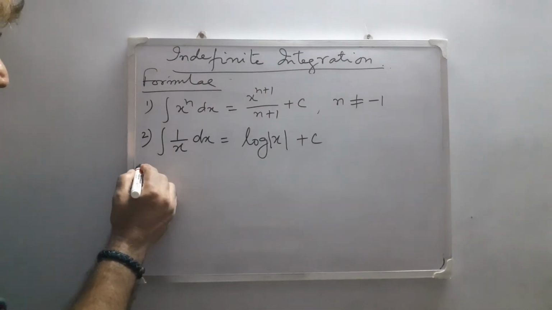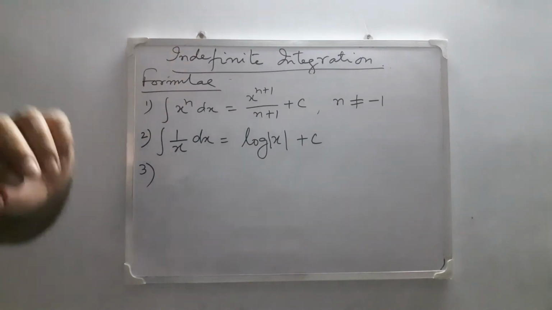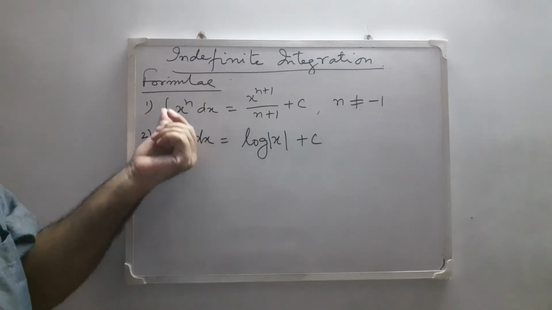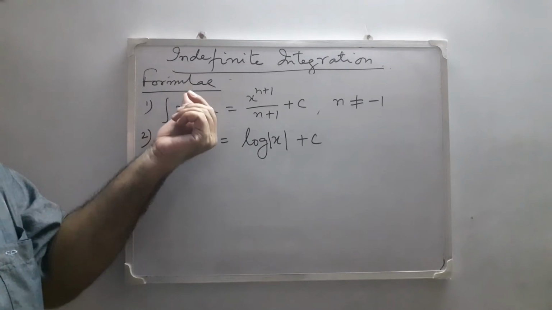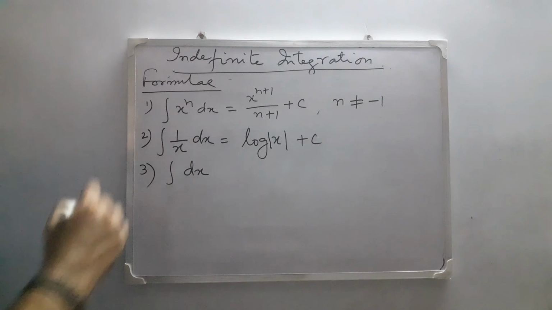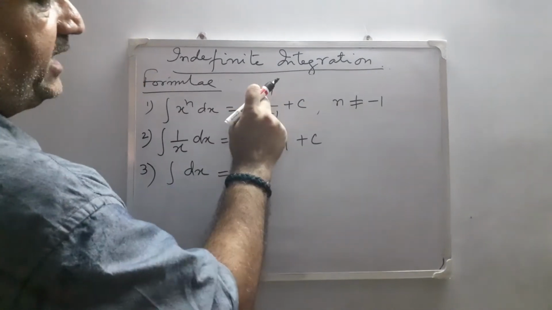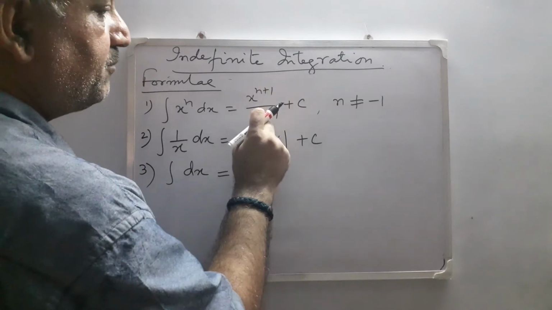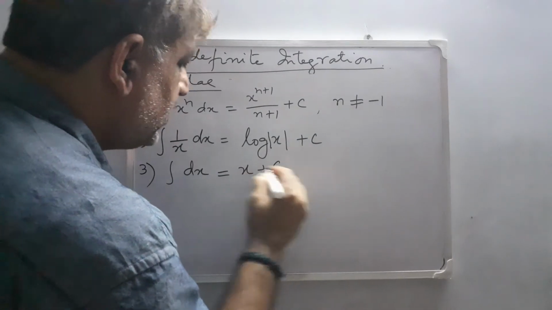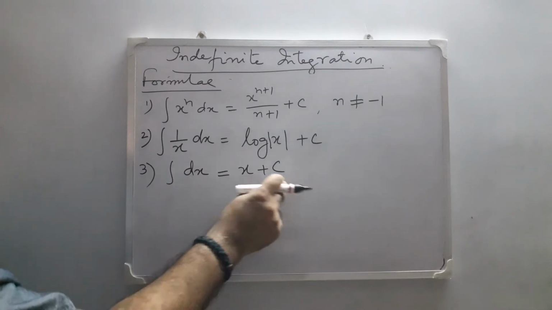Now take the third one. Suppose n is 0, can this formula hold? Let us try. n is 0, then x power 0 becomes 1. Then integral of 1 dx is simply integral dx. Now what about the formula on the right-hand side? If n is 0, then it becomes x power 1 by 0 plus 1, that is 1. So it is simply x plus c. So the integral of dx is x plus c.